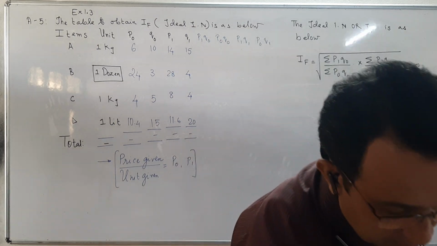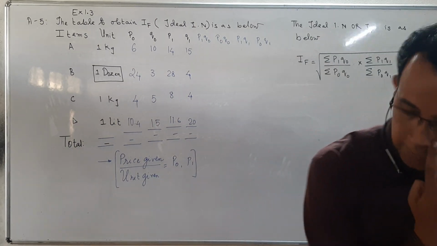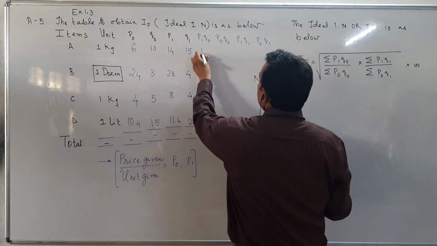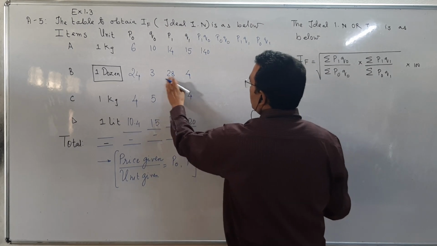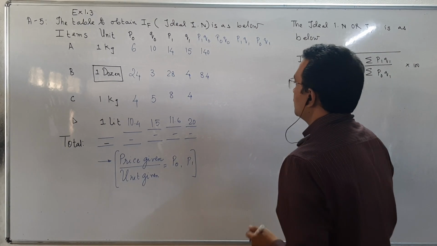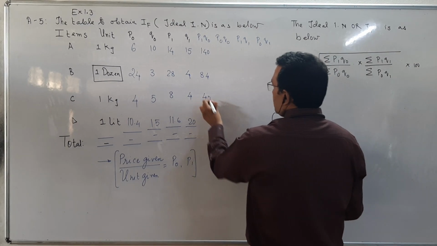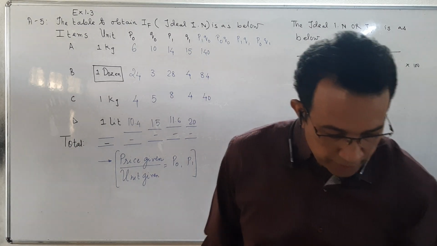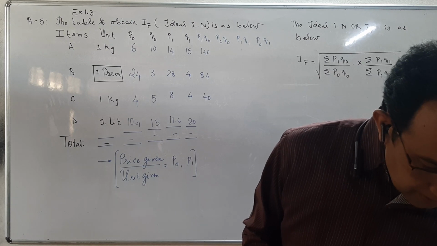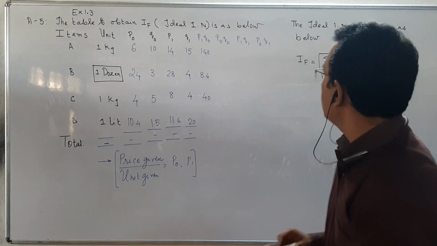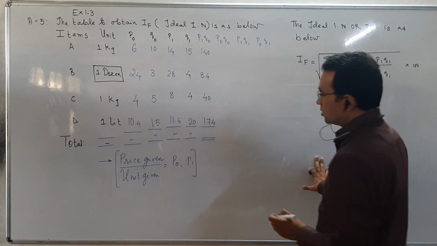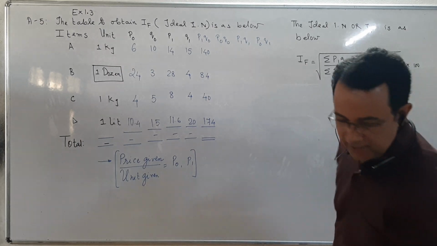Now students, we go for the multiplication and make the next column. P1Q0: 14 tens are 140, 28 into 3 is 84, 8 fives are 40, and 15 into 11.6 is how much? 174. And this total, students, is 438.